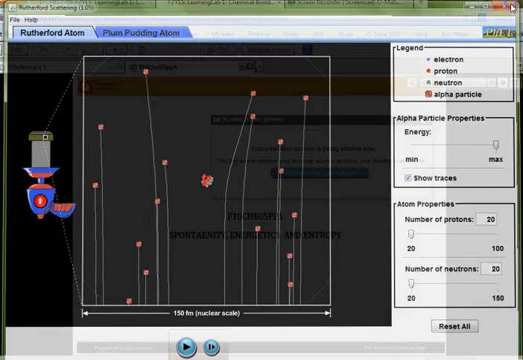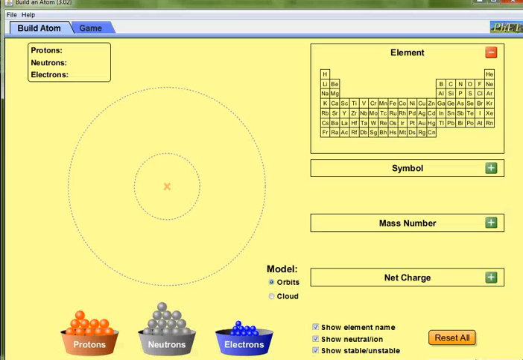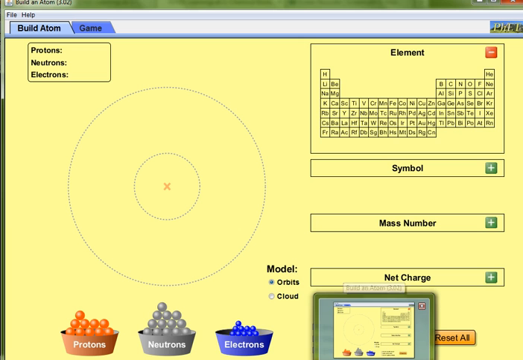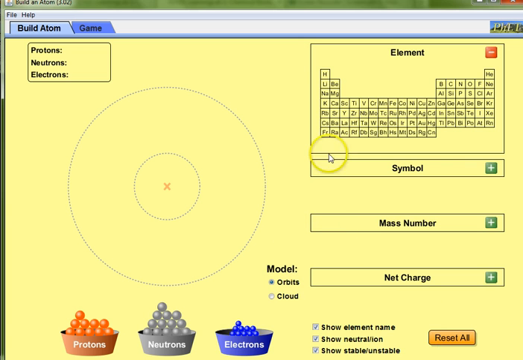Okay, all right, so the last experiment we're going to do is build an atom. It's a very simple experiment, really. We have done this before, correct? You guys have built atoms before, Divyangi?